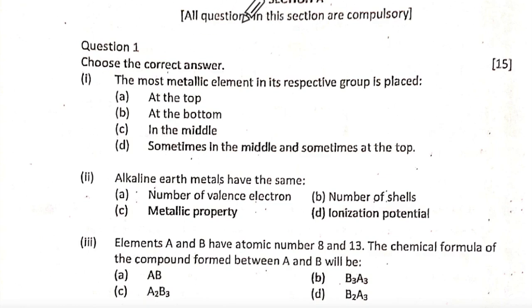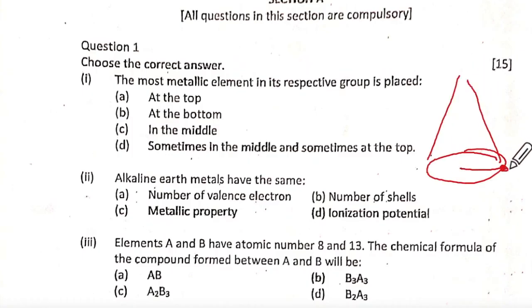This is your Queen Mary paper, section 1. Section A: most metallic element in the respective group. The metallic element is the one that loses the electron easily. So in the periodic table, will it be on the top or the bottom? It will be at the bottom.